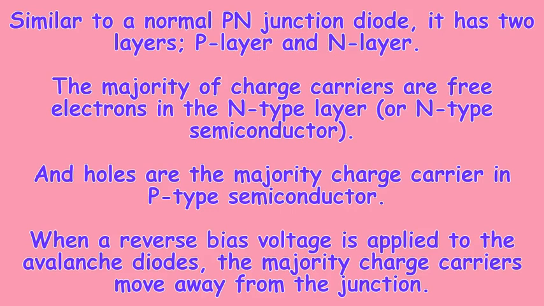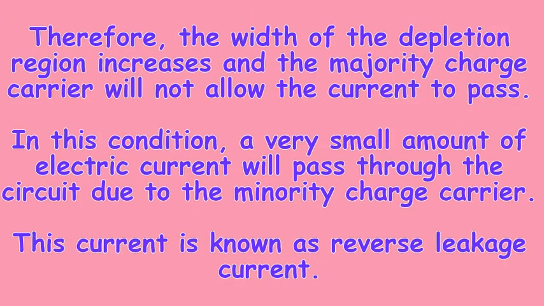Similar to a normal PN junction diode, it has two layers, a P layer and an N layer. The majority charge carriers are free electrons in the N-type layer, and holes are the majority charge carriers in the P-type semiconductor. When a reverse bias voltage is applied to the avalanche diode, the majority charge carriers move away from the junction. Therefore, the width of the depletion region increases and the majority charge carriers will not allow the current to pass.